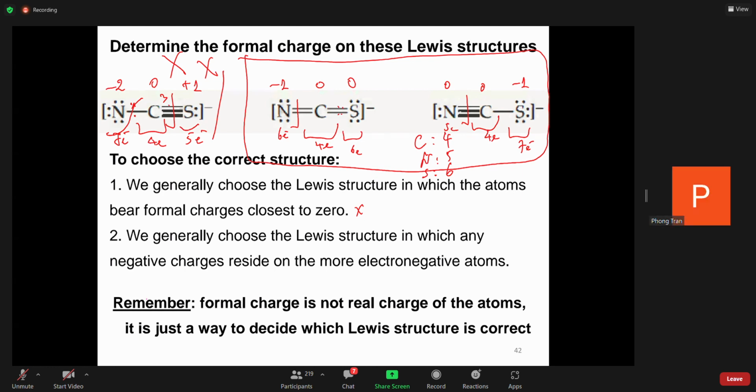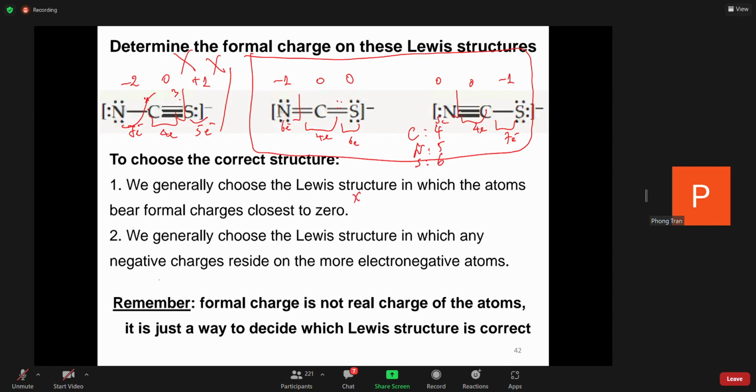Then we move to the second rule. We generally choose the Lewis structure in which any negative charge is put on the more electronegative atom. Okay, so now you have formal charge -1, so negative charge. In the second structure it is put on nitrogen. In the third one it is put on the sulfur. Now we need to look at which one has higher electronegativity.